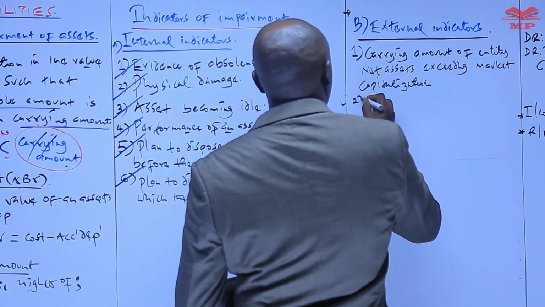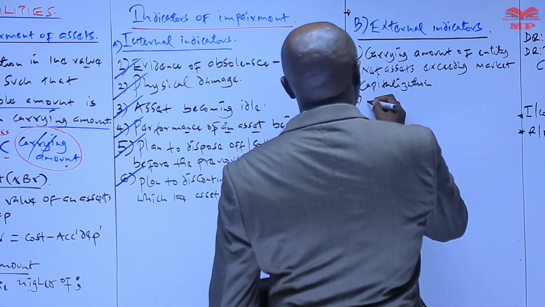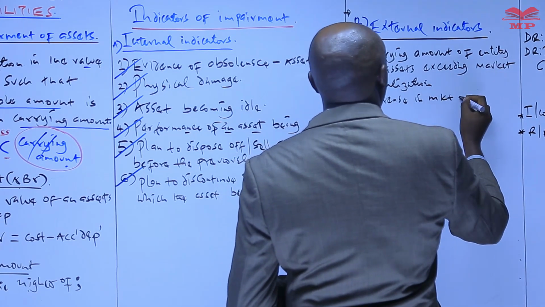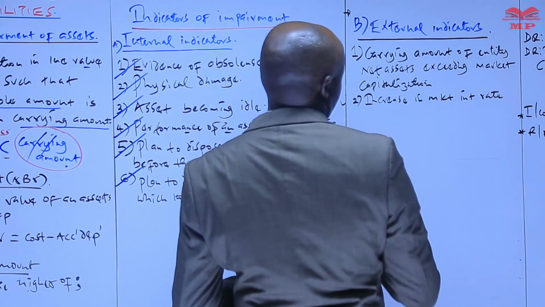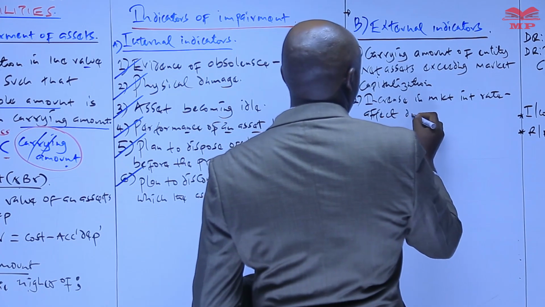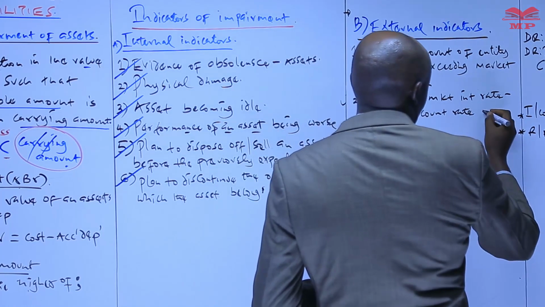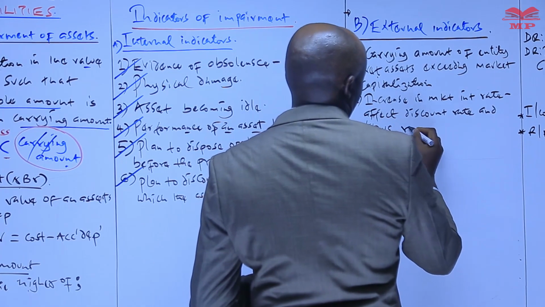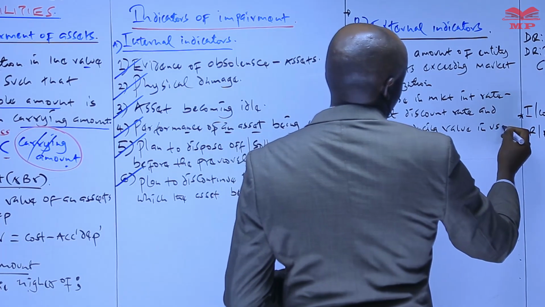So the other external indicator of impairment is what we refer to as increase in market interest rate. Increase in market interest rate, which affects the discount rate, and thus reducing the value in use. Thus reducing value in what? In use of an asset.